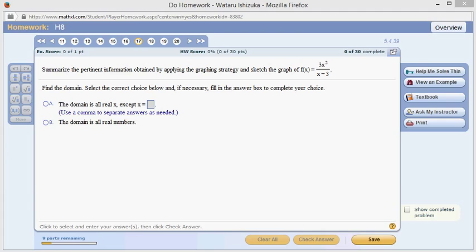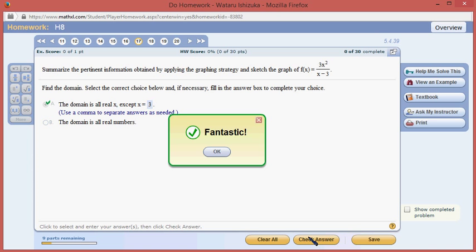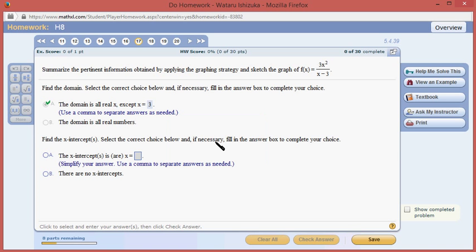Domain. When you have a rational function, we have to make sure that the denominator is non-zero. If you look at the denominator, which is x minus 3, when x equals 3 the denominator becomes 0, so we have to eliminate that. So all real numbers except for 3. Check the answer. We got that one.